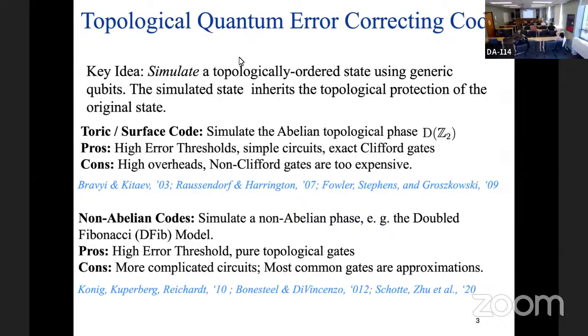And the cons basically include the fact that the circuits for implementing the code are actually much more complicated than the toric code. And also, both common gates are approximate. So we don't have the advantage of having Clifford gates exactly in this code. Everything has to be an approximation, and that adds to the overhead, depending on the calculation that we want to do.